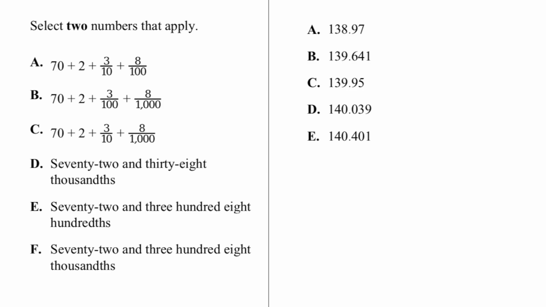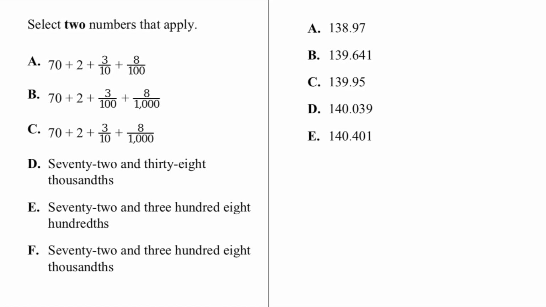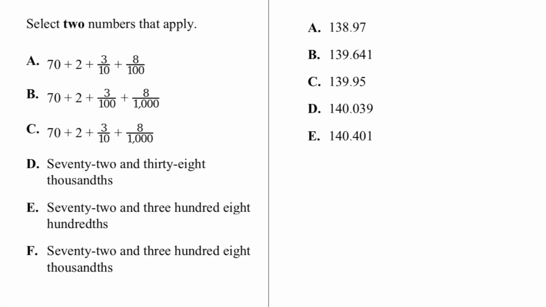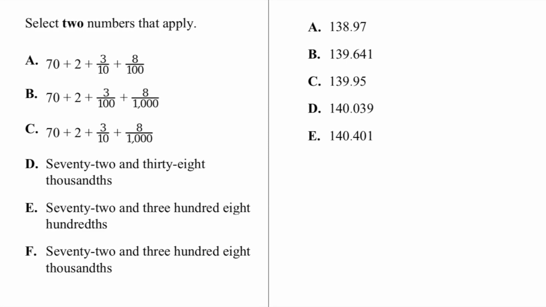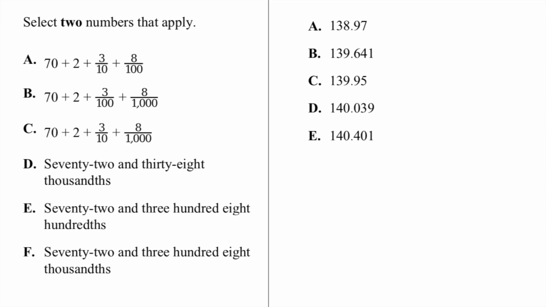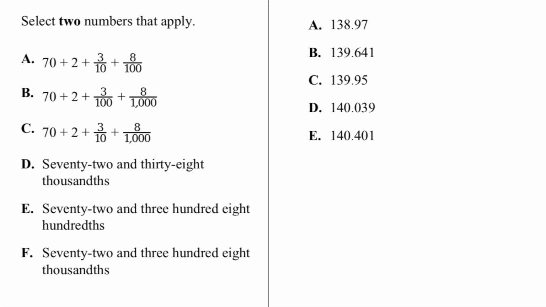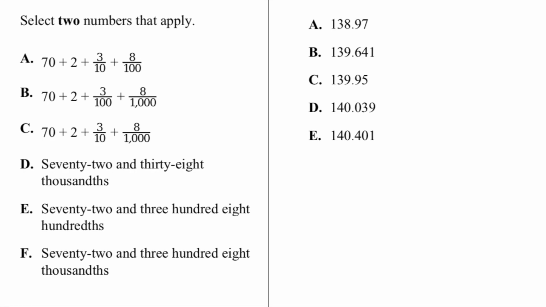Number 19. Select two numbers that round to 140 when rounded to the nearest tenth. A. 138.97, B. 139.641, C. 139.95, D. 140.039, E. 140.401.